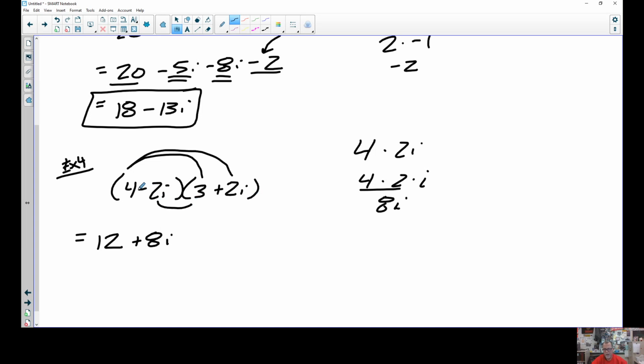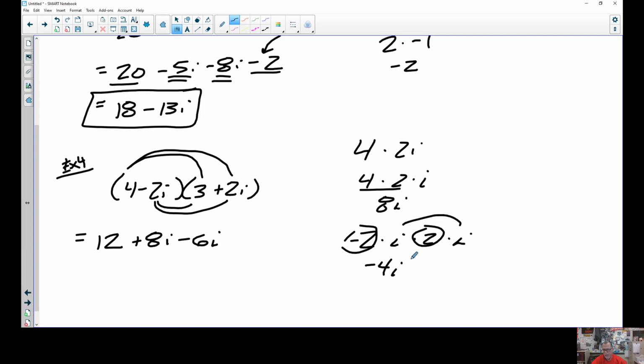And here, same idea. I've got negative 2 times i times 3. So I can do negative 2 times 3 first, and I get a negative 6, and then I have an i. This again, we're doing negative 2 times i, and then times a positive 2 times i. These numbers combine to give me a negative 4. These two things combine to give me i squared. So this is negative 4 times negative 1, because that's what i squared is. i squared is negative 1. So that gives me a positive 4. So I'm going to put plus 4.